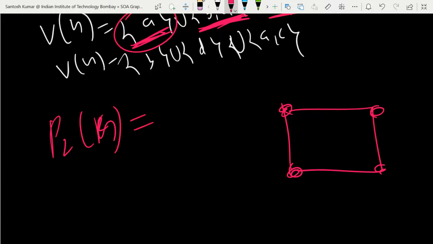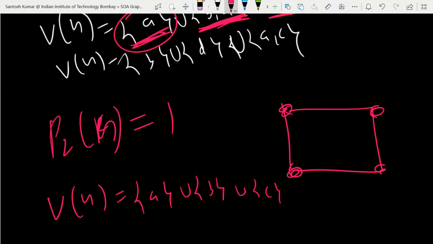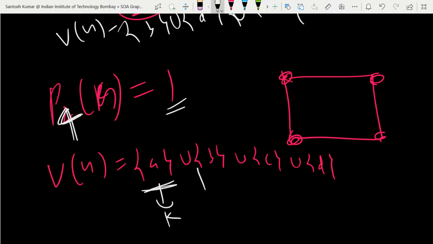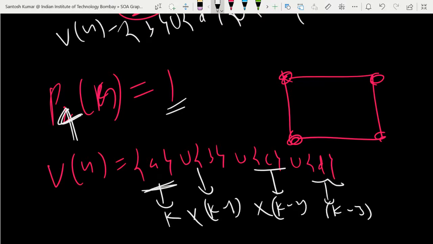P4 is 1, right? You can write the vertex set as A union B union C union D. So you can write the vertex set as a partition of P4 into four sets. So there is only one way of that. And again, for this you have K choices. For this you have K minus 1 choices. For this you have K minus 2 choices. And for this you have K minus 3 choices. Because you have to use four different colors. Four partitions you made because you want to use four colors.